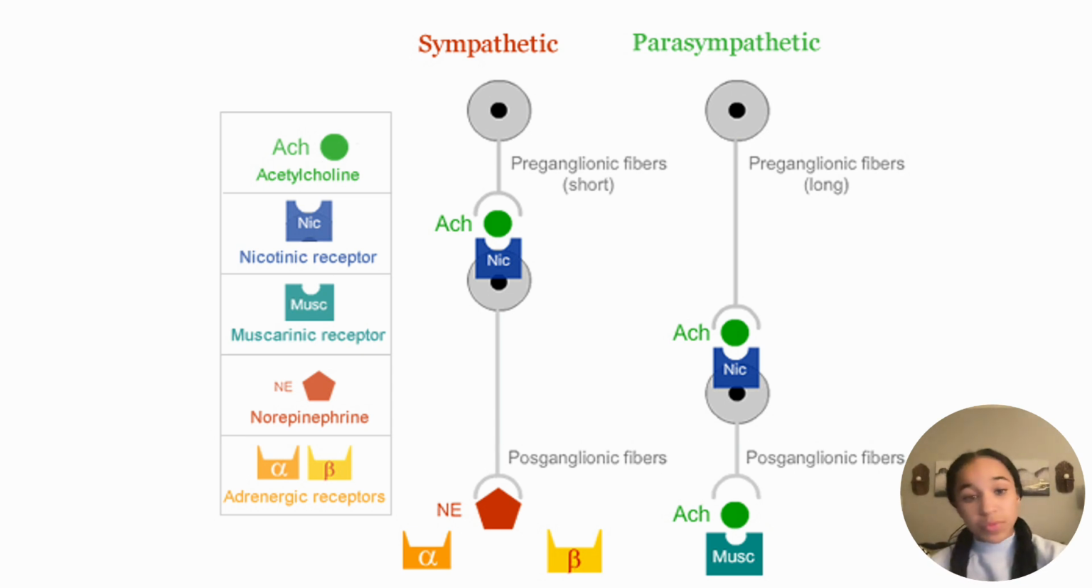The key differences between the two is that the sympathetic uses norepinephrine for rapid responses, so this is going to be the fight or flight, while the parasympathetic uses ACH for the routine maintenance. So this is going to be the rest and digest functions.